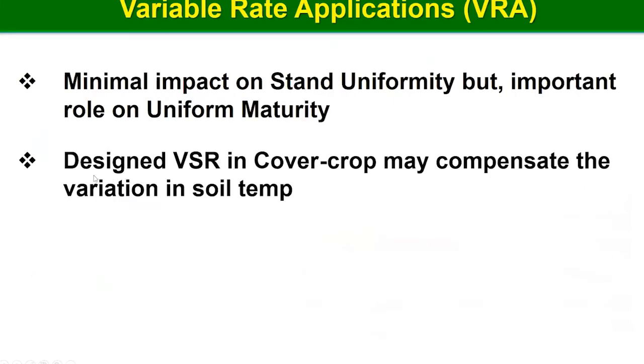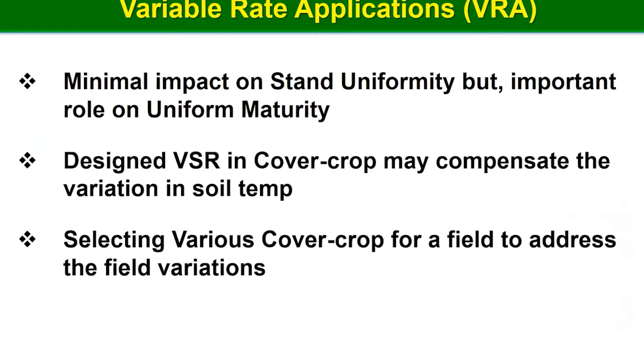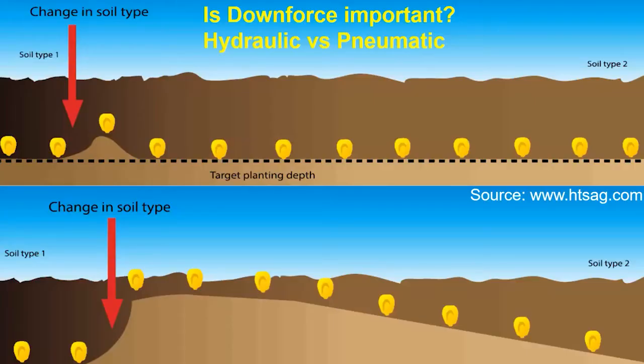So as I mentioned, we can design a variable seeding rate for cover crop to compensate for the variation in soil temperature. In other words, we can design the cover crop seeding for a field to address the field variation. Here, we have one system.